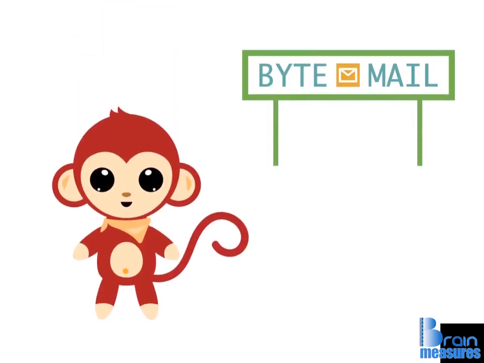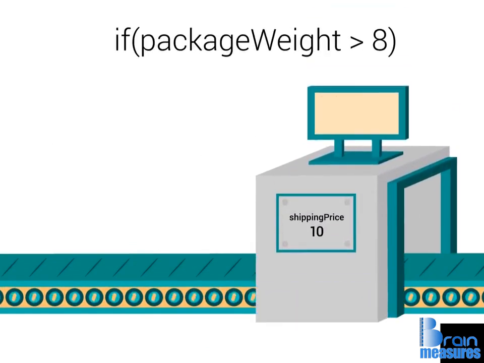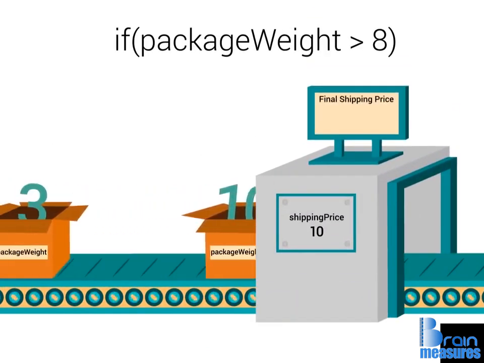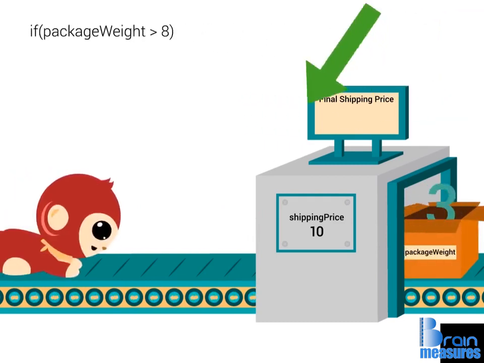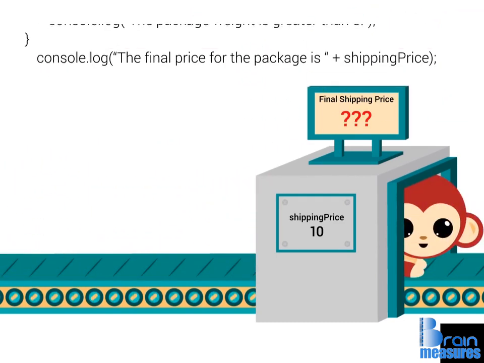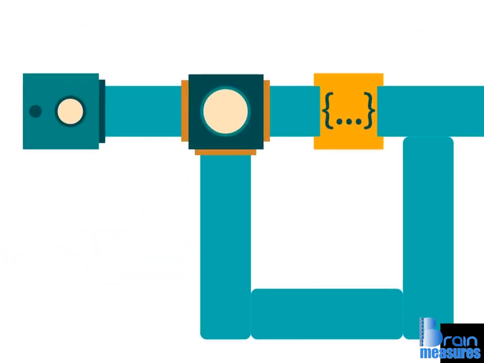ByteMail needs to make more modifications to their package sorting machine. The company wants to display the final shipping price for every package, even if the package does not have a shipping surcharge. This means that instructions need to be written after the if statement. Let's examine our sorting machine to determine how to do this.